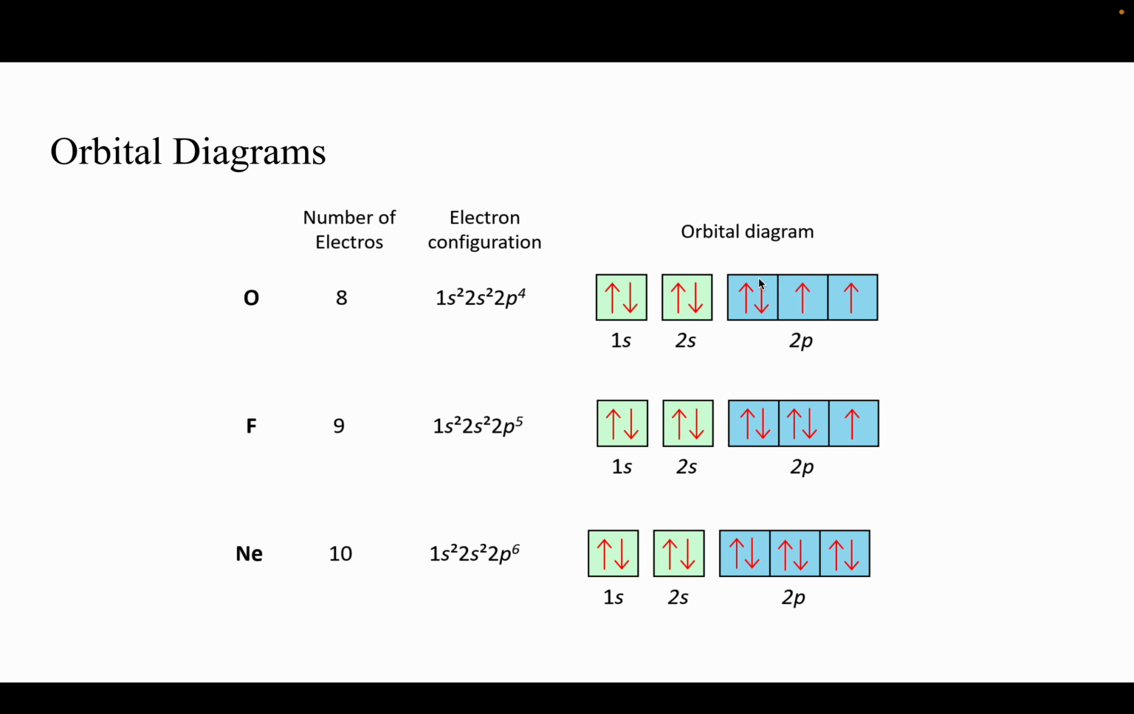2 electrons in the 1s, 2 electrons in the 2s, and 4 in the 2p. These arrows should always be in opposite directions, indicating that the electrons have opposite spin, and we are always filling in these orbital diagrams from left to right. So for example, we have 2p4: 1, 2, 3, back to the left for number 4.